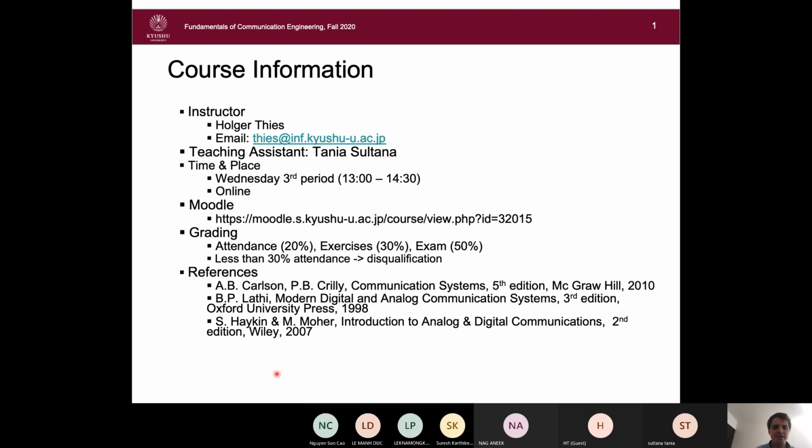So references for this class. First, you don't need any textbook for this class. The class will be self-contained. But if you are interested in this topic and want to learn a little bit more, those are the 3 main references I use to make this class. The first one is by Carlson and Crilly, called Communication Systems. The second one is by Lathi, called Modern Digital and Analog Communication Systems. And the third one is called Introduction to Analog and Digital Communications by Haykin and Moher.